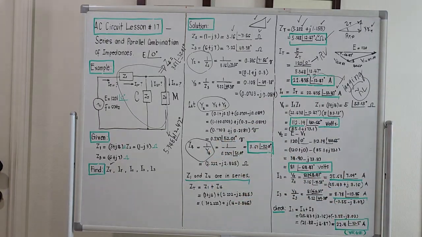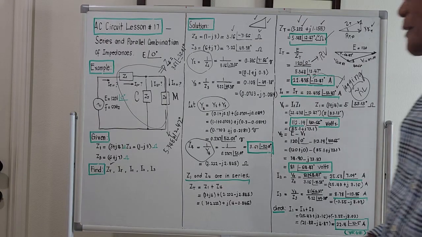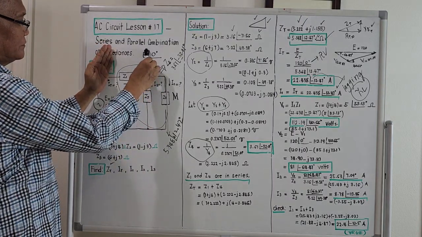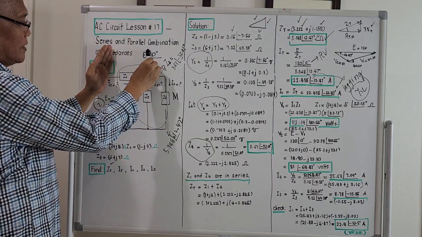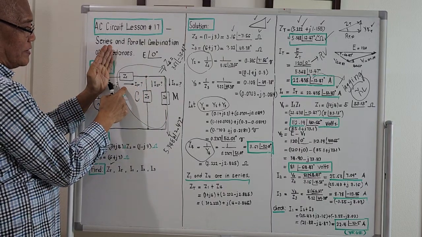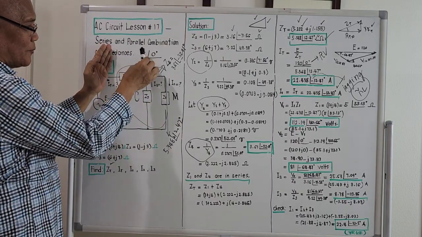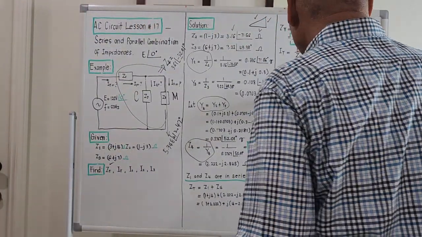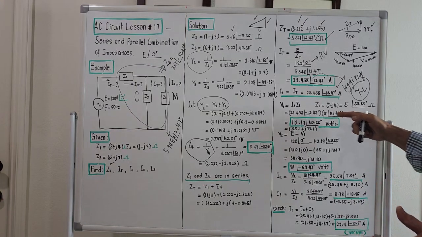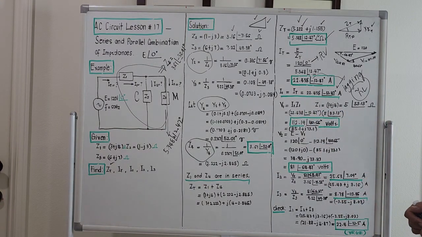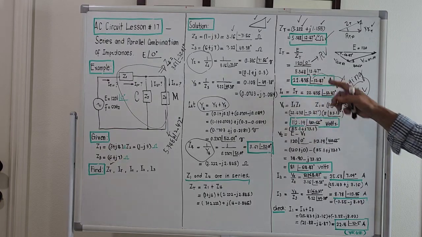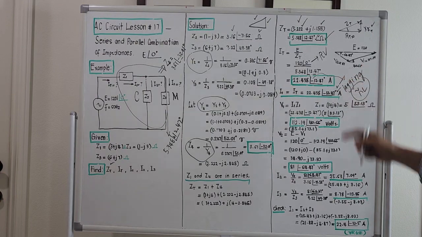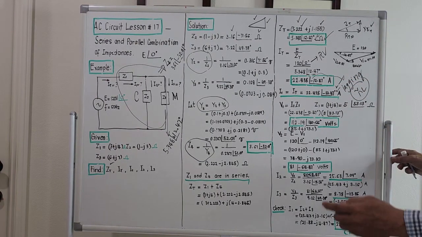Okay, let's try to compute first for the voltage V1, the voltage across Z1. We know the current passing through Z1, and we know Z1, so we could compute for the voltage across Z1. The voltage across Z1 will be I1 times Z1. Okay, perform complex operation, right? 22.438 angle negative 12.47 degrees, and the total value of impedance of Z1. What's Z1?